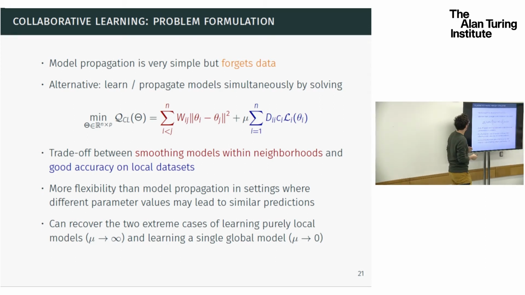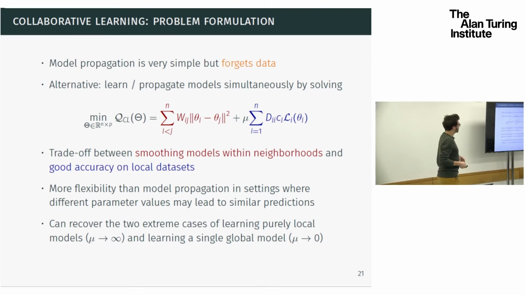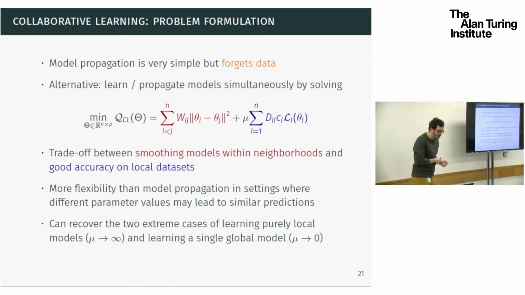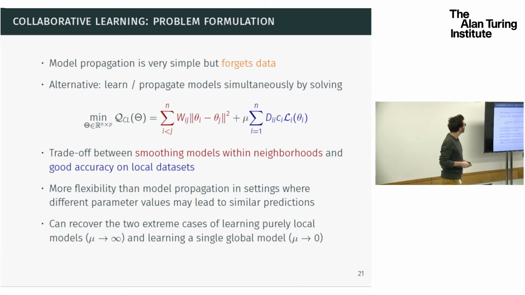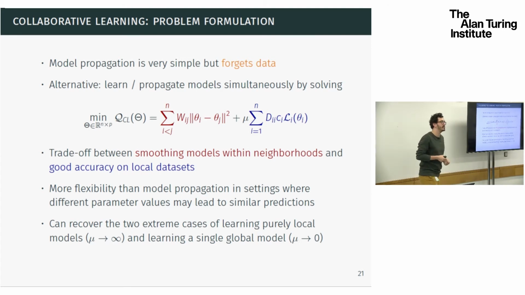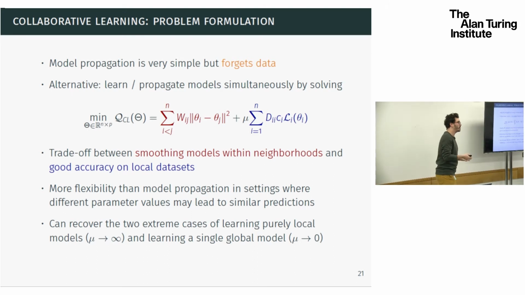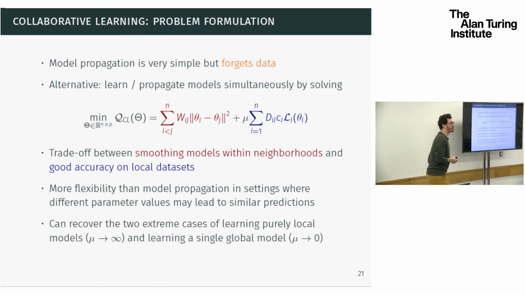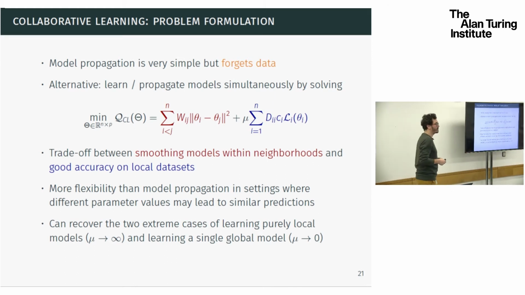So something more interesting, more powerful that we might want to do is learning and propagating models at the same time. And this is going to be done by changing the objective function a little bit, just changing the blue term, essentially replacing trying to stay close to the initial model by just the local loss. So this L_i of theta here is just the average of the loss function on the local data set of agent i. So now I'm trading off keeping good accuracy locally and having model parameters that are similar to those of my neighbors.